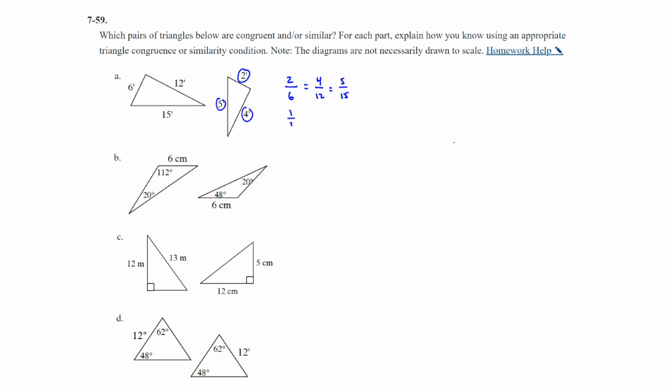So 2/6 reduces to 1/3, 4/12 reduces to 1/3, and 5/15 reduces to 1/3. So they are similar, and that would be by the side similarity. Part B.